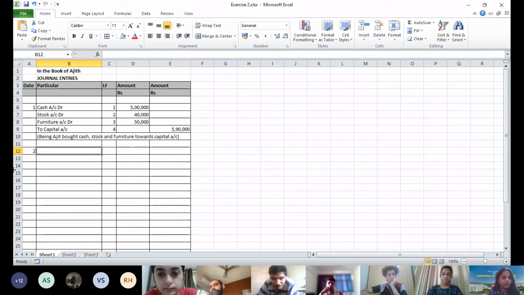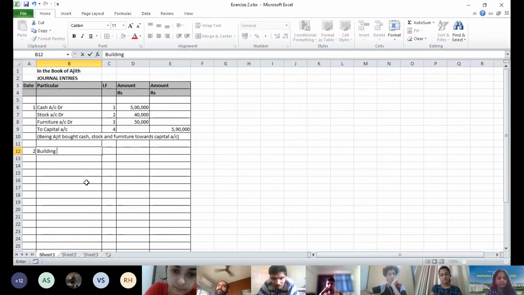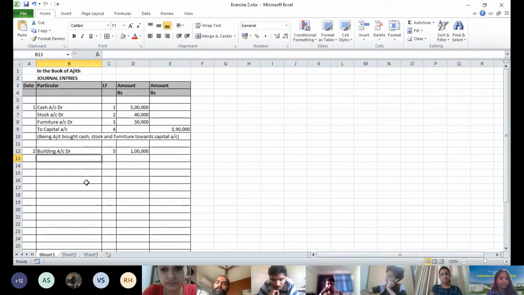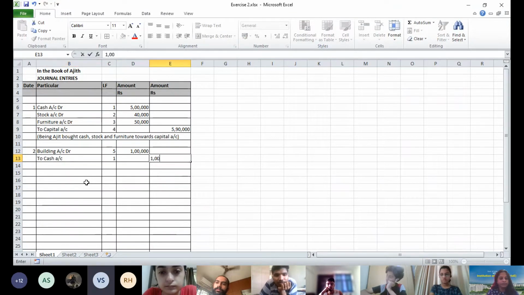Not saved. So that's nice. The next one. What is the next question? Purchase building for 1 lakh. So building is an asset. So building account debit. Buildings account debit, it is 5. How much is the amount? 1 lakh. To cash account. Which one should cash come out? Cash to building.